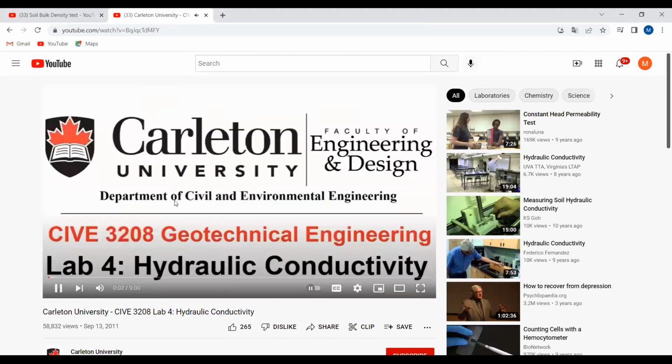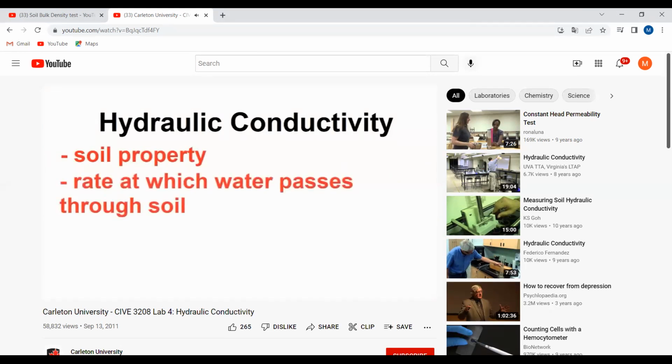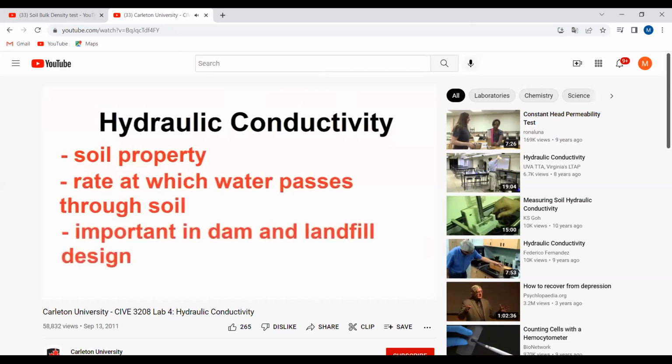This is a tutorial for the Hydraulic Conductivity Lab of the Geotechnical Engineering course Civ E3208. The purpose of this lab is to determine the hydraulic conductivity of a soil sample. Hydraulic conductivity is a property of the soil which determines the rate water will pass through it. It is important to be able to know how to measure hydraulic conductivity, as it is a factor in applications like dam and landfill design.